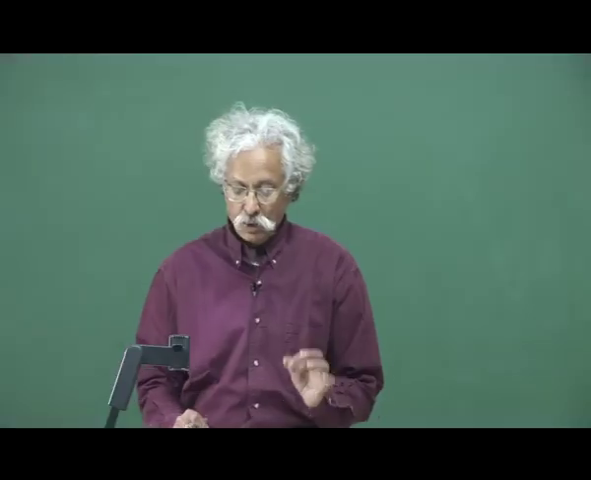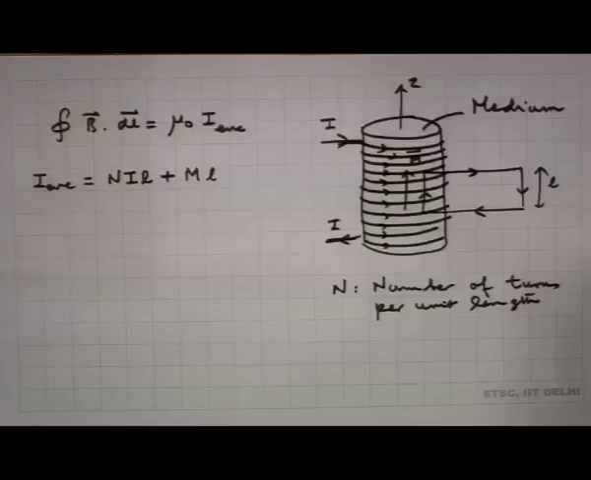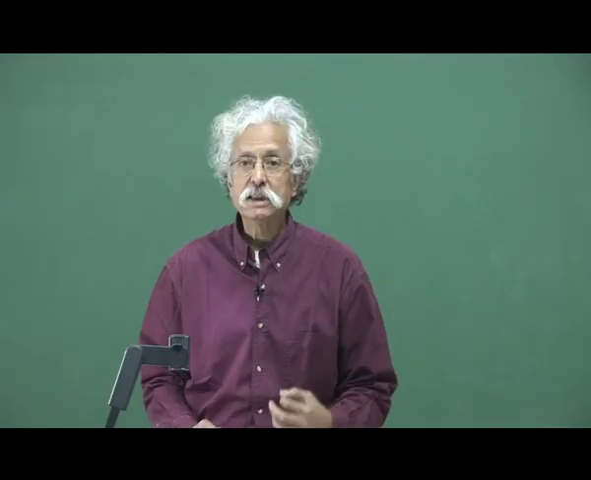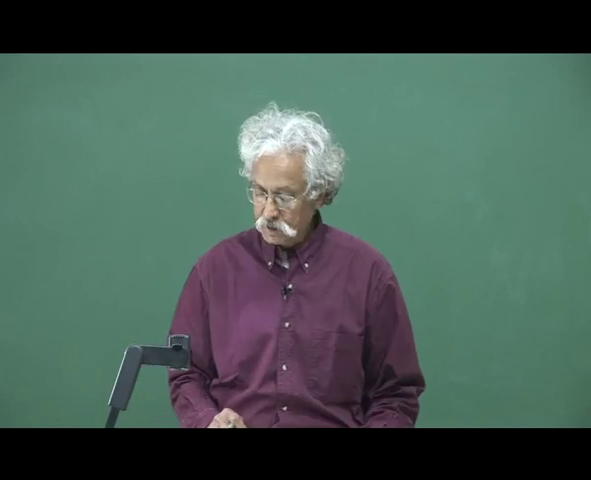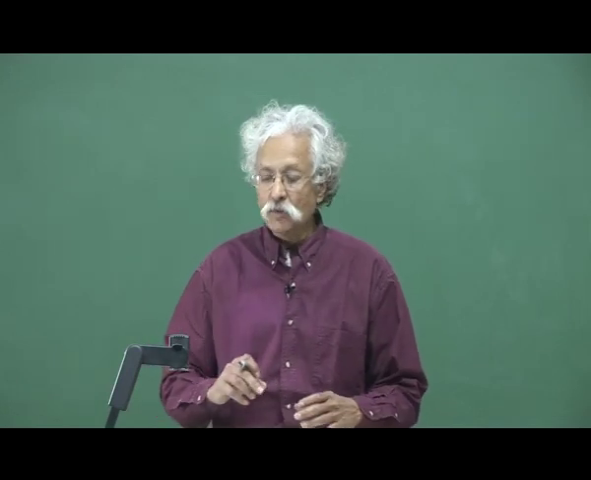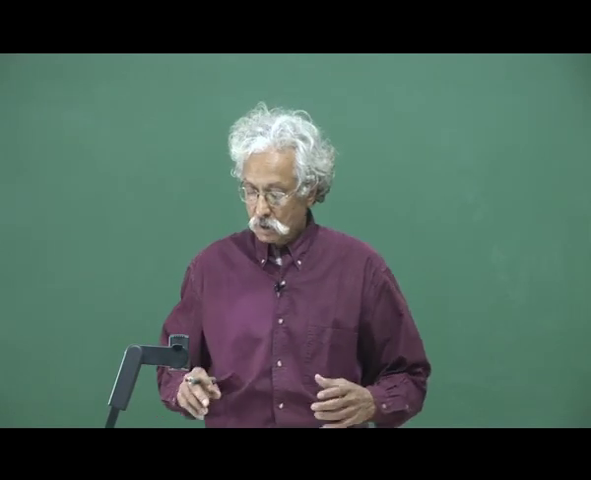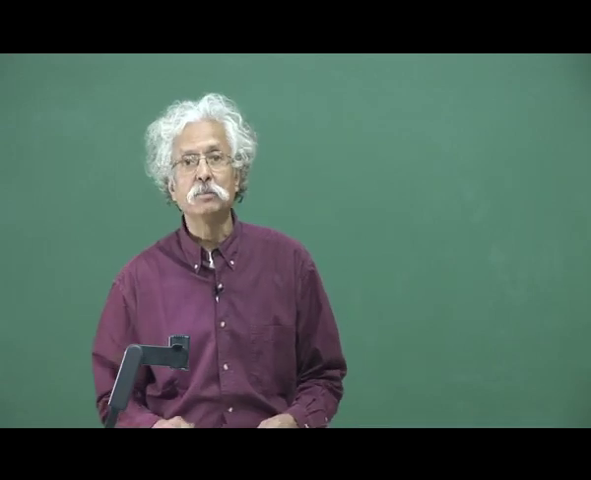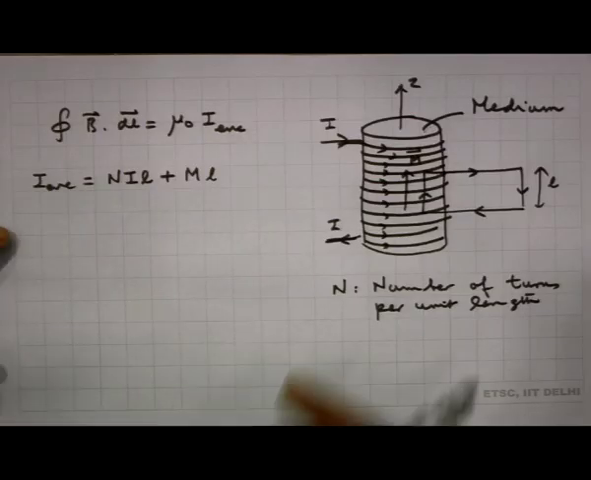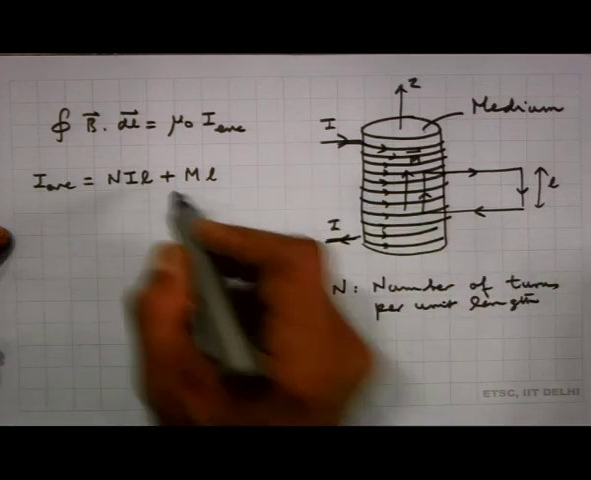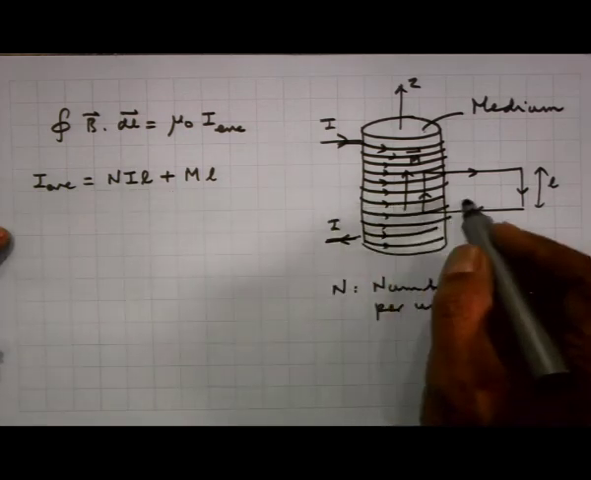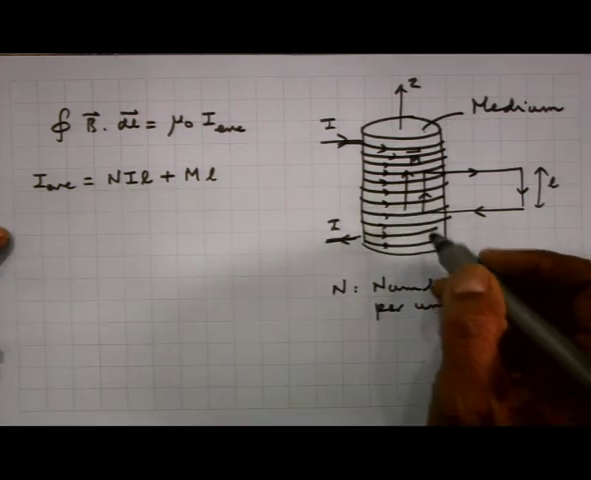So, I enclosed now consists of two components. One is the actual current passing through the wire, which is called the conduction current, which is actually electrons moving from one end to the other end passing through the wire. The other is what is called the bound current, that means current consisting of electrons circulating within each of the atoms in the material. That current is represented by magnetization, and so the total current enclosed is given by nIL plus ML.